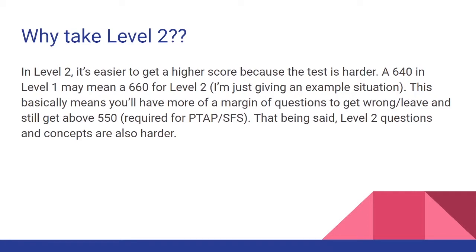Like, let's say you got 35 questions right for both of them. In level 1 it might mean like 640, but in level 2 it might mean 660. And I'm just giving an example situation. I haven't really calculated any of this. This basically means you'll have more of a margin of questions to get wrong. So you'll have more of a space or leeway to get your questions wrong or leave them out.